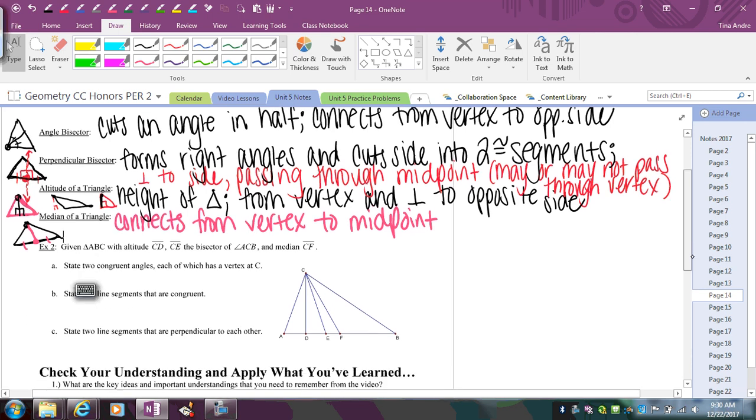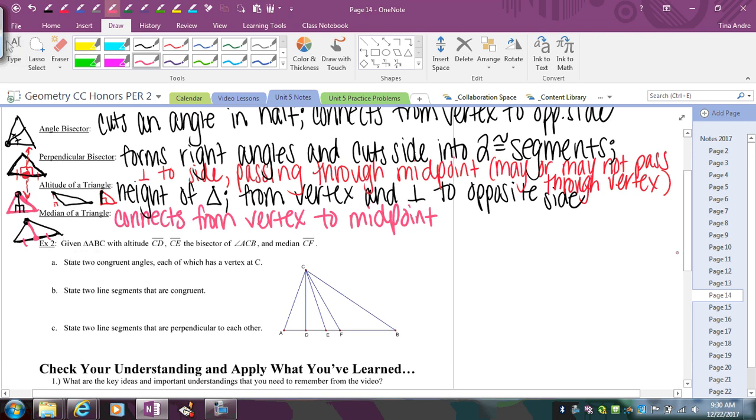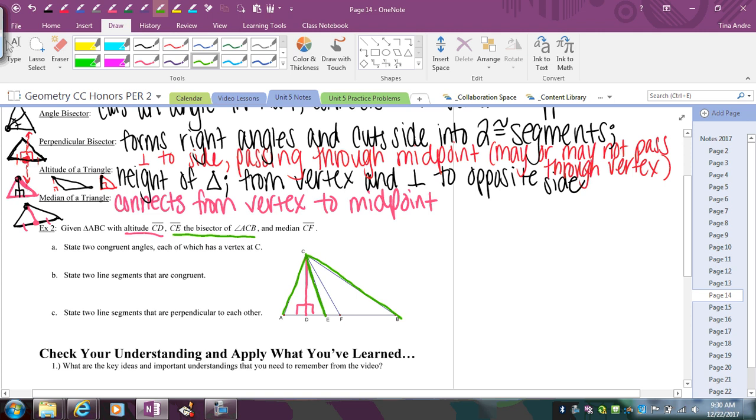So using these segments, now we're going to look at how we can make conclusions. It tells us that we have an altitude, so CD is an altitude. So if CD is an altitude, that means there's right angles on both sides because altitudes go from the vertex and they're perpendicular to the opposite sides. It says that CE is a bisector of angle ACB. So angle ACB is being bisected by CE. So that means I have two congruent angles. These angles in green here are congruent.